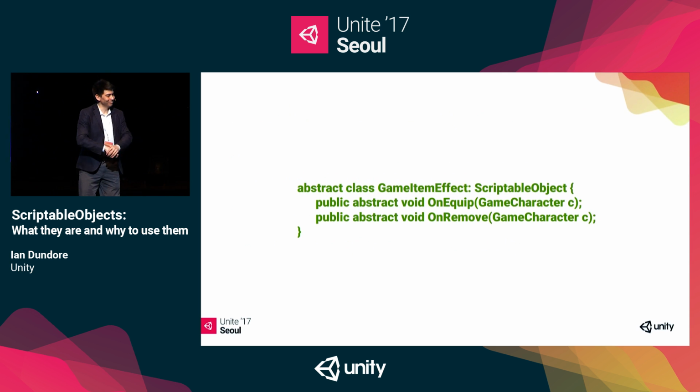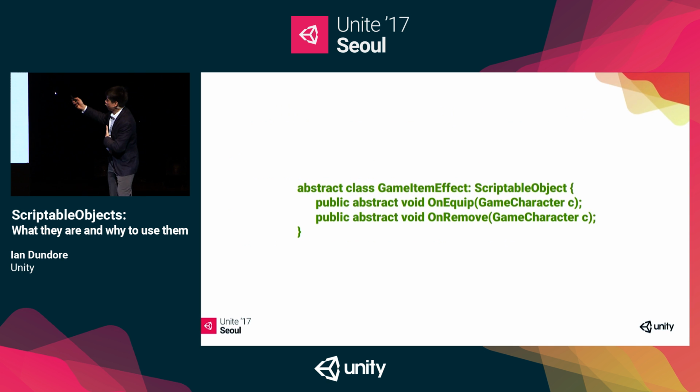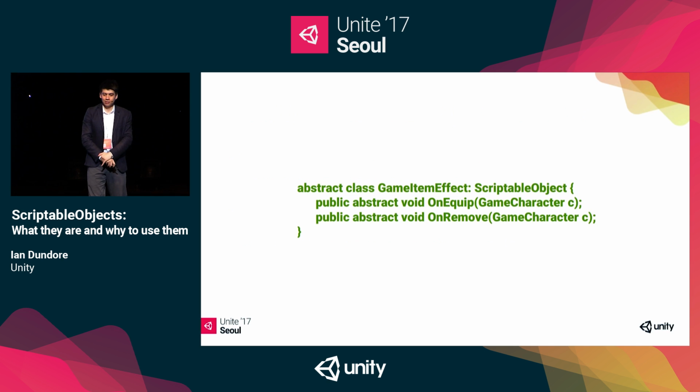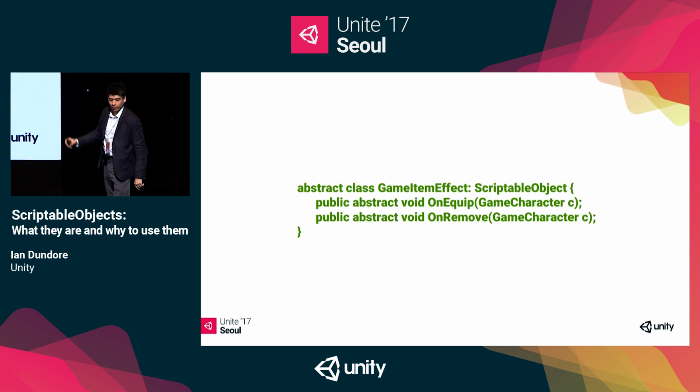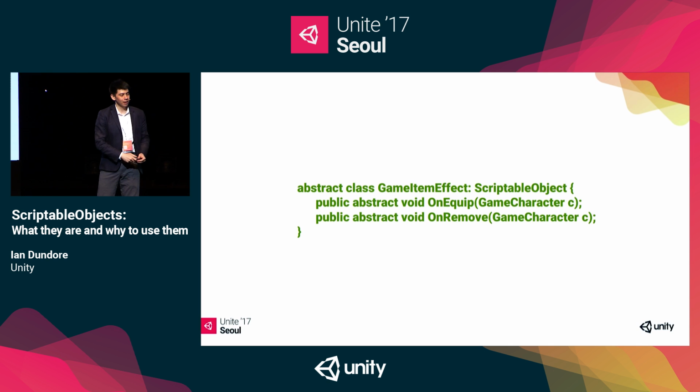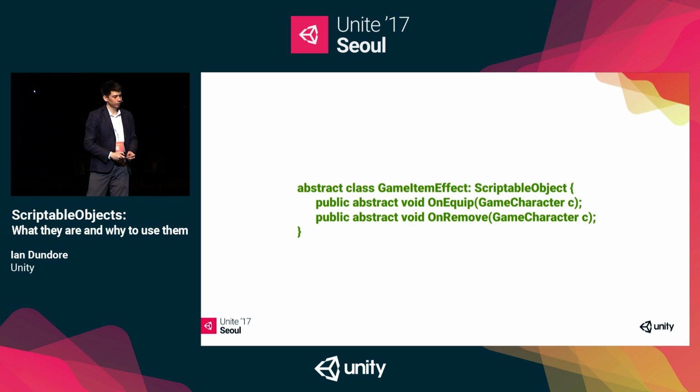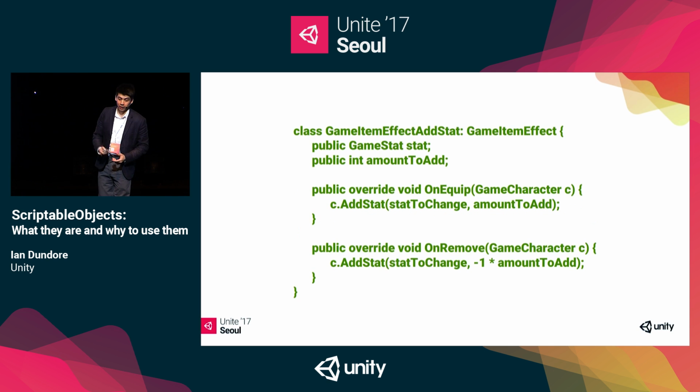Let's do that. So, we've modified the game item effect class. We've now made it an abstract base class, so we can have many different types of effects. Each of them will carry their own data, but they will present a consistent API to game item. So we can now very easily make a game item effect that performs the add stat effect.